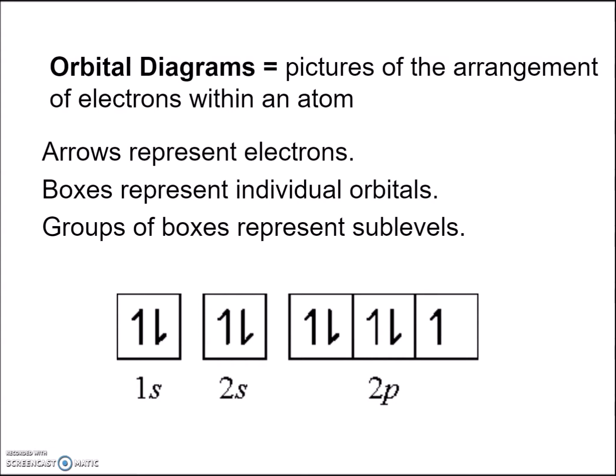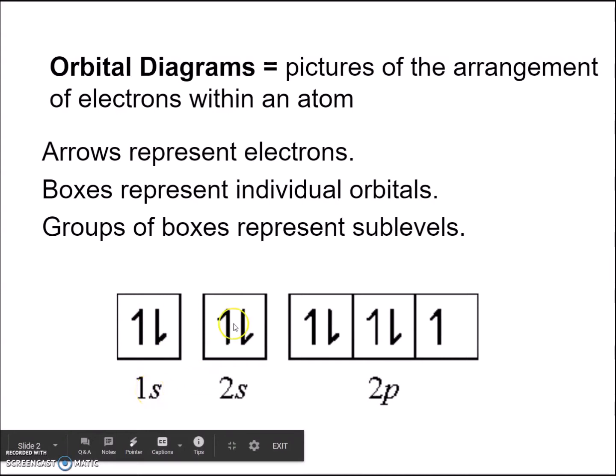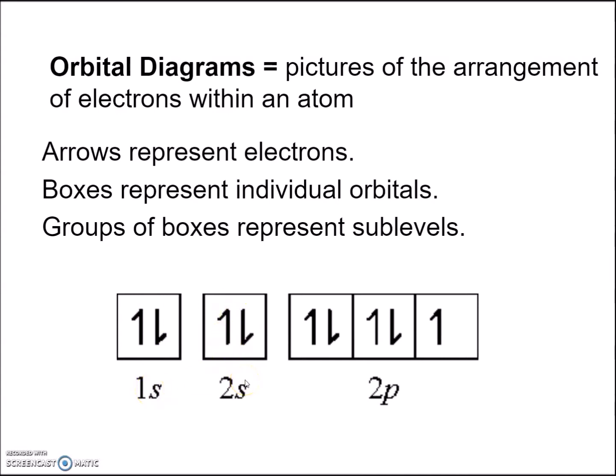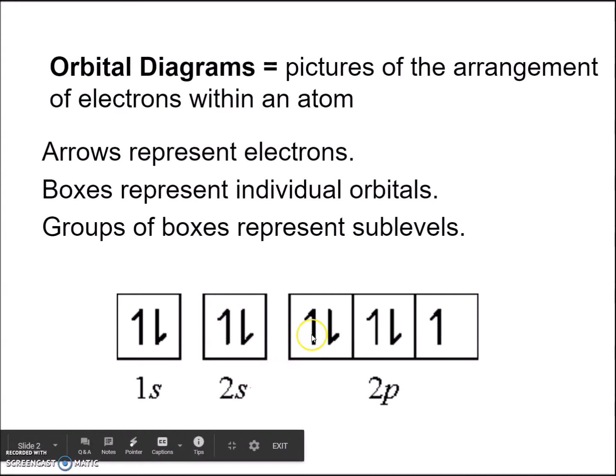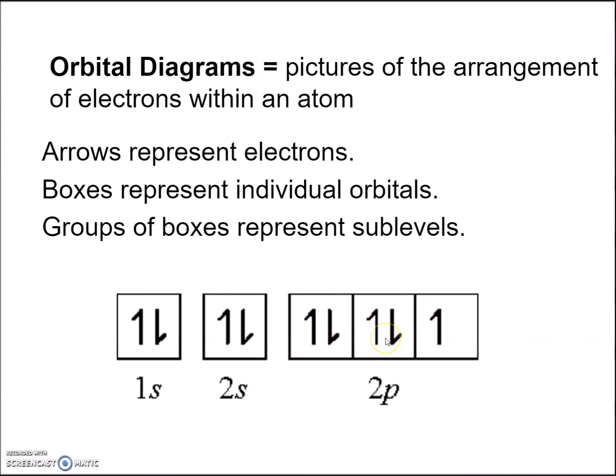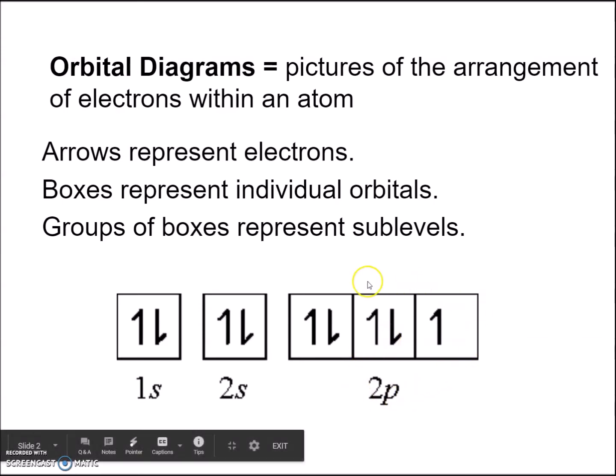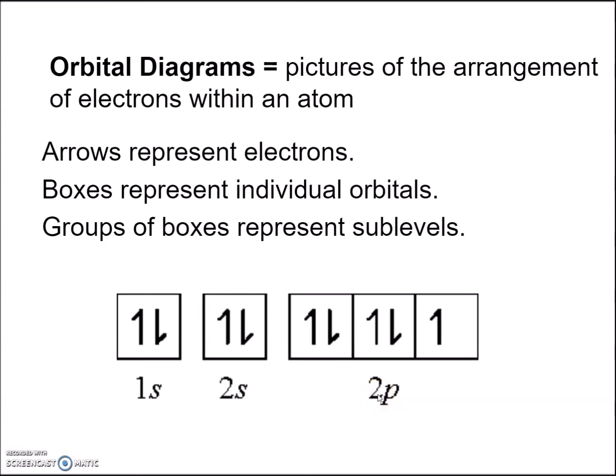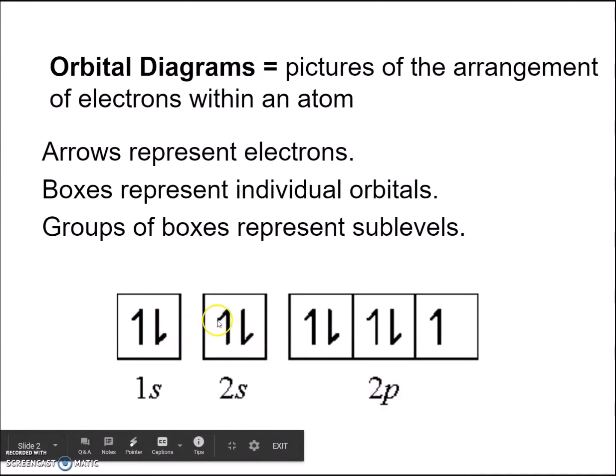This element represented here has 2 electrons in the box labeled 1s. It has 2 electrons in the box labeled 2s. And it has a total of 1, 2, 3, 4, 5 electrons in the boxes that are together labeled 2p. Notice that there's a group of 3 boxes for the 2p sublevel because all p sublevels have 3 boxes in them, whereas s sublevels only have 1 box.